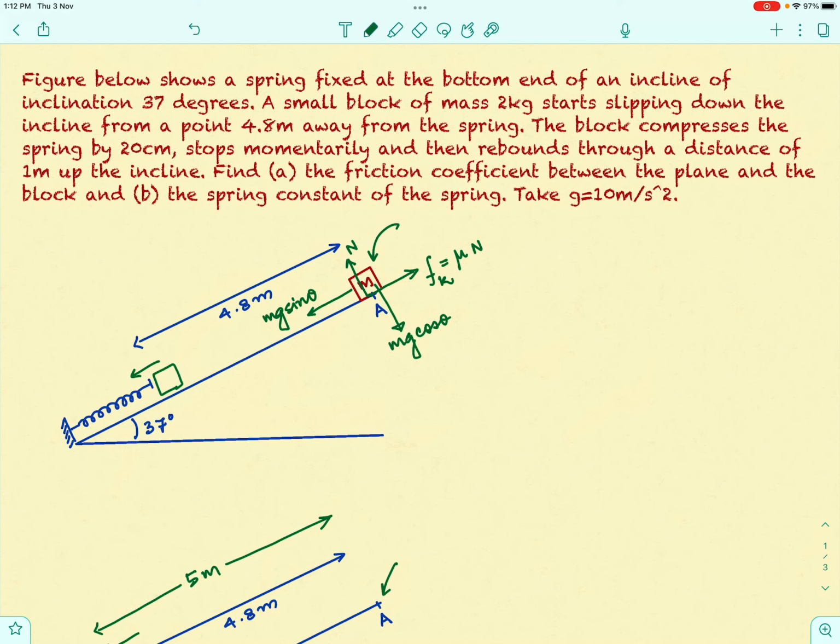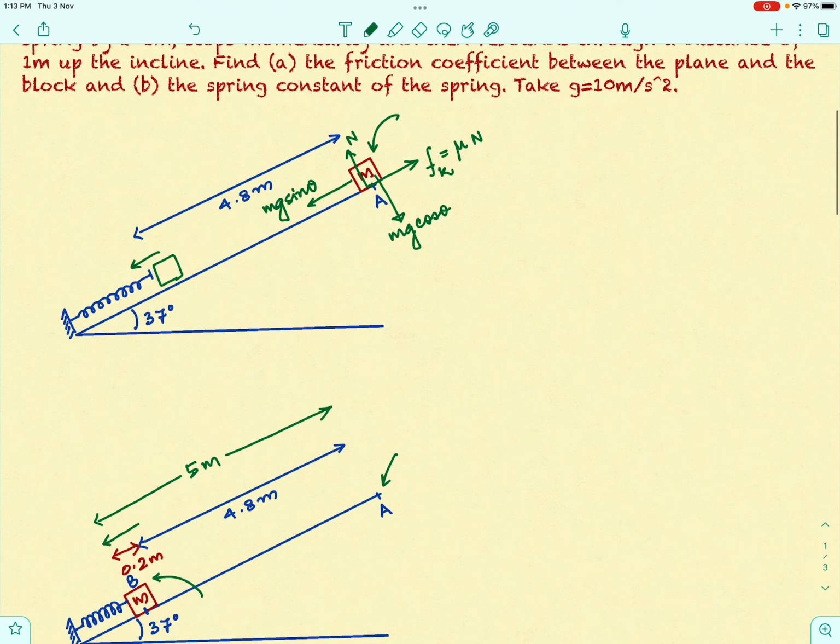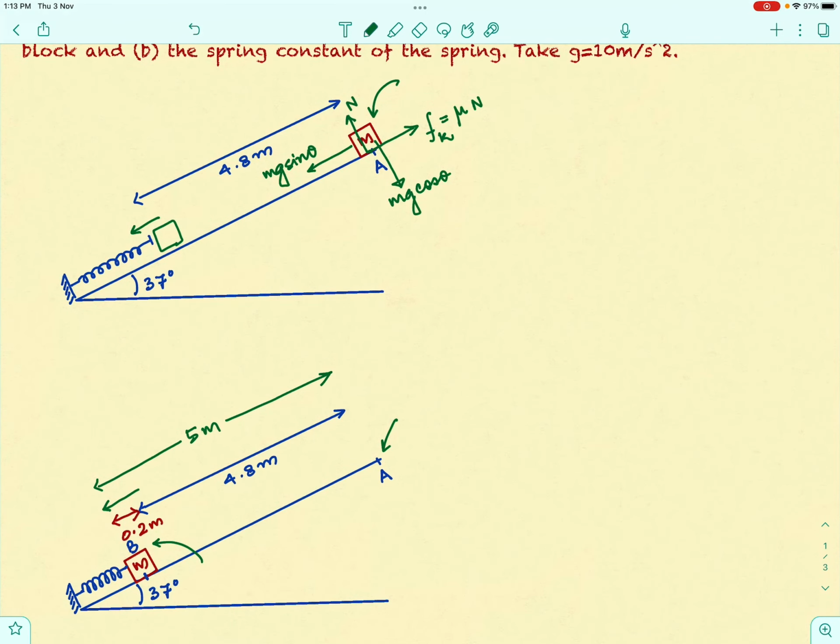Since we know that the energy of the block is not conserved, the energy is being dissipated as friction is doing work on the block, we will not be able to use the conservation of energy principle, but we can still use the work energy theorem here. So, we can start by using the work energy theorem between the points A and B, the topmost point of the block and the bottommost point where it has compressed the spring by a distance of 0.2 meters, and we can get an equation from here, and then a similar equation for the upward motion of the block from point B to the point C. So, we will do it one by one.